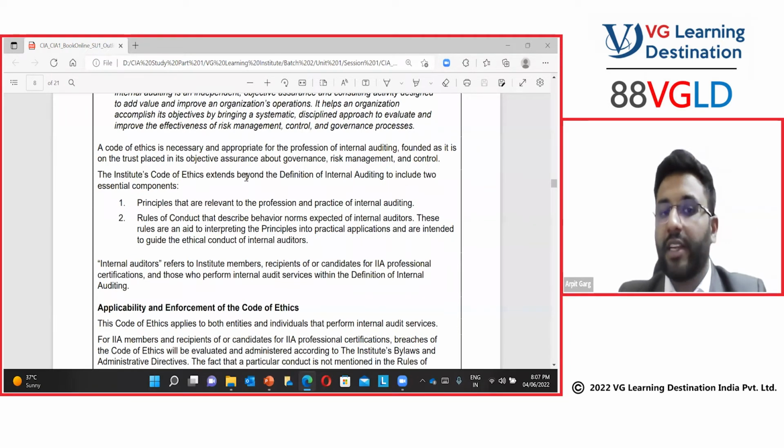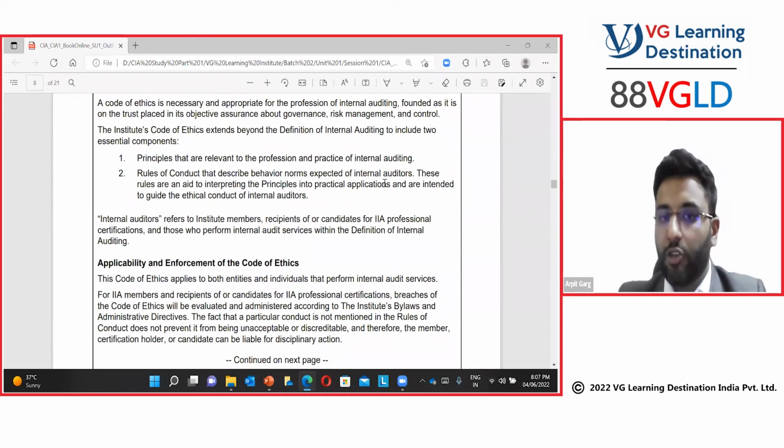The Institute's Code of Ethics extends beyond the definition to include two essential components: principles that are relevant to the profession and practice of internal auditing, and rules of conduct that describe behavior norms expected of internal auditors. These rules are an aid to interpreting the principles into practical applications and are intended to guide the ethical conduct of internal auditors. Internal auditors refers to Institute members, recipients, or candidates of IIA professional certifications, and those who perform internal audit services within the definition of internal auditing.